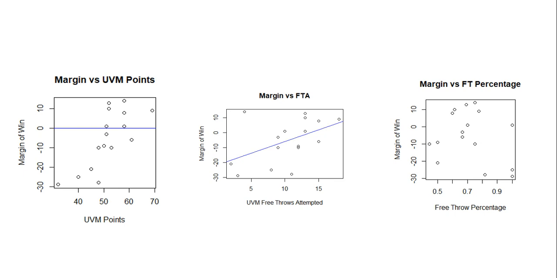For free throws attempted, that was a pretty linear statistic. But it's interesting that the free throw percentage was not linear. So what that tells us is that getting to the free throw line is more important for us to win than actually making those free throws. It doesn't matter how many you make, it just matters that the team is being aggressive and getting to the line.